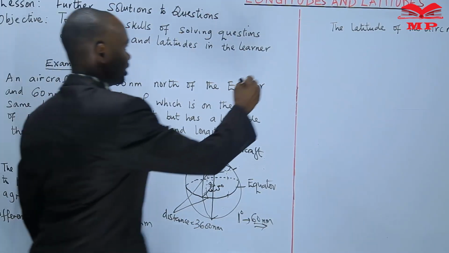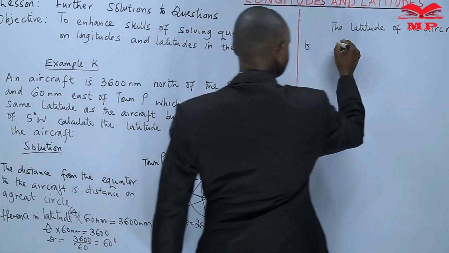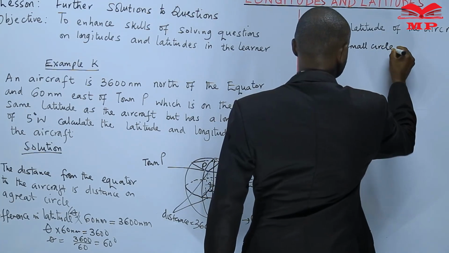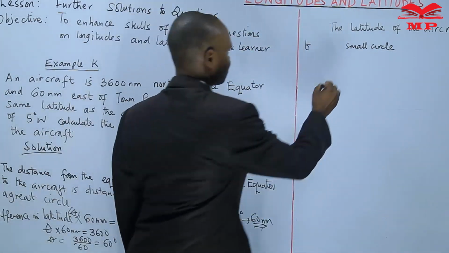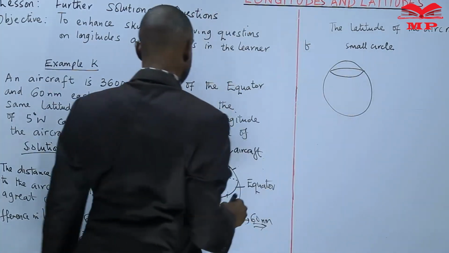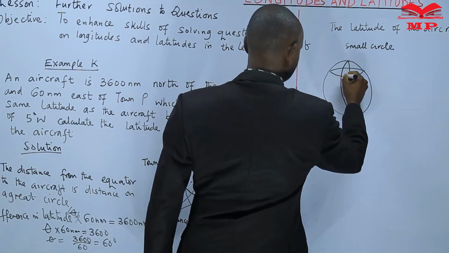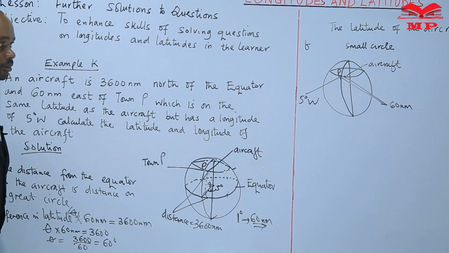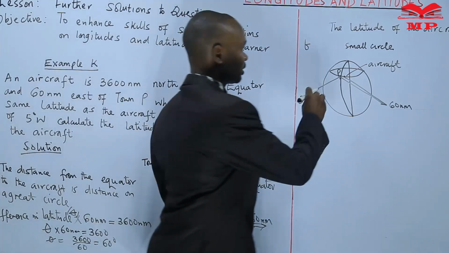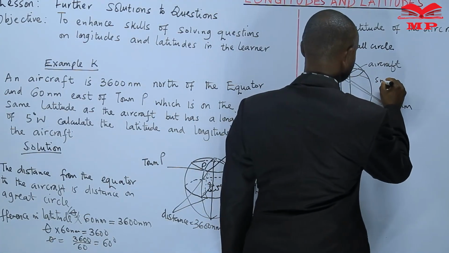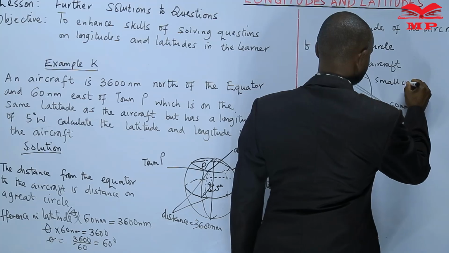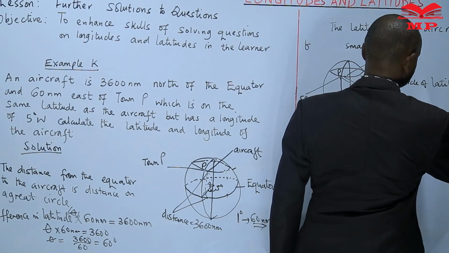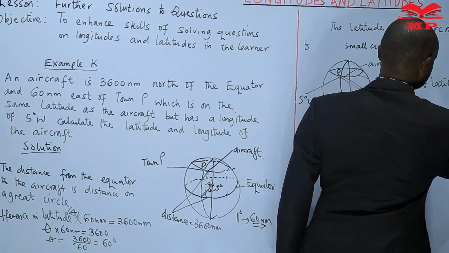Now you'll come for B, extract that small circle. We have that small circle. It is in fact here. That small circle. So that is the best representation. So here you realize the difference. This is a small circle of latitude 60 degrees north.